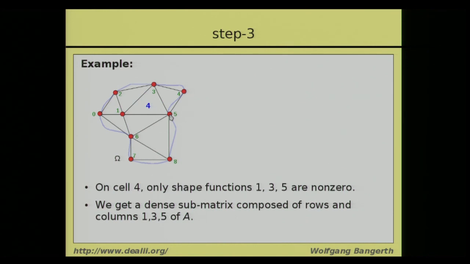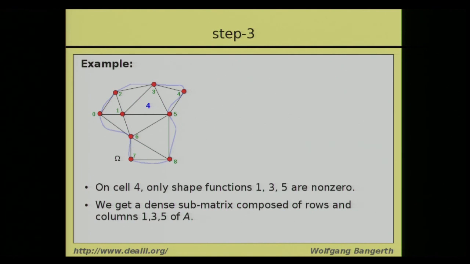That's exactly 9 entries, a 3x3 dense matrix that we can then later add into the global matrix. You remember that the global matrix is a sum over all of the cells, so the distribute operation adds the local contribution from a cell into the global object. So that's roughly the way we're going to work.